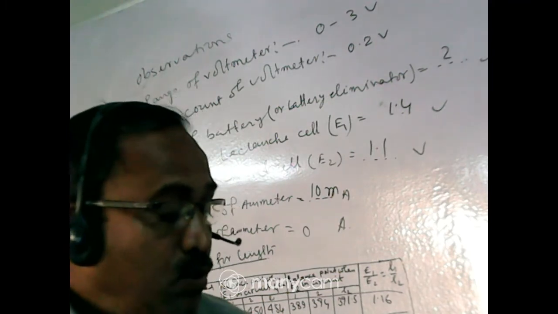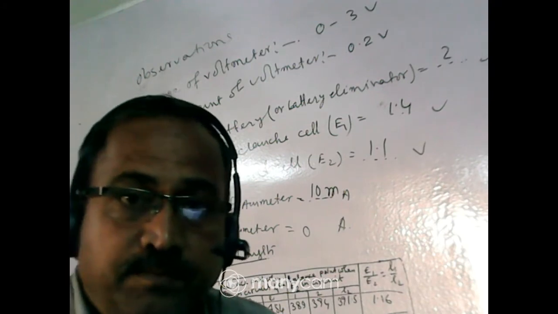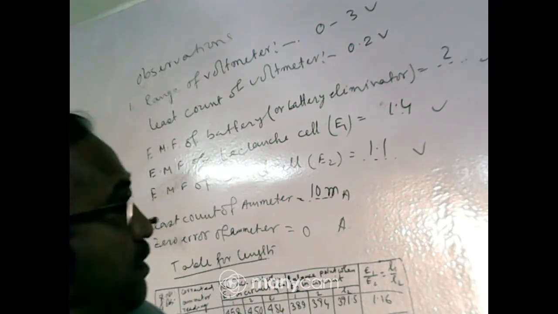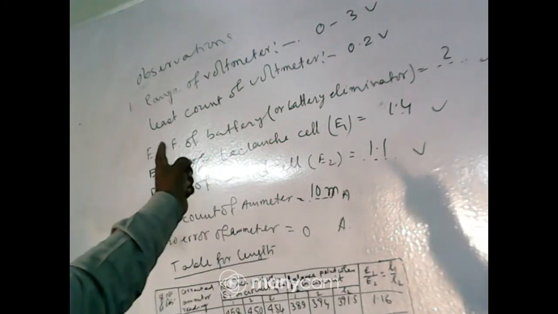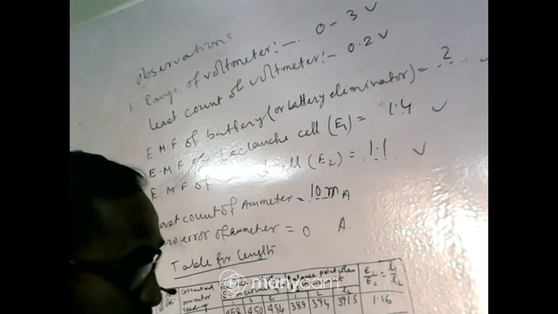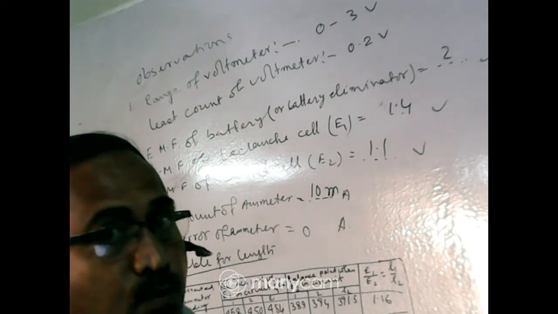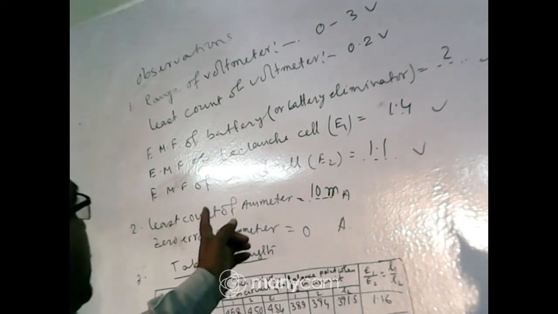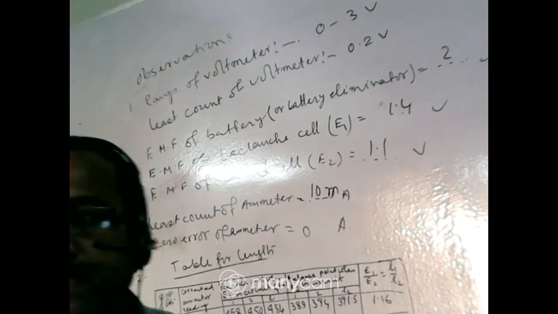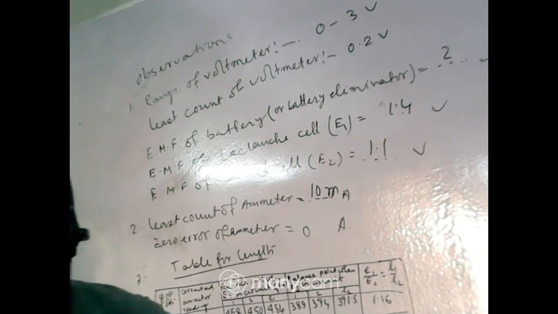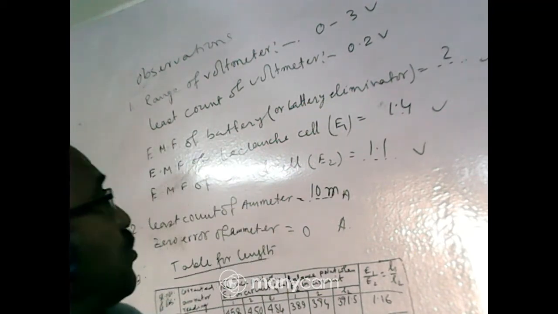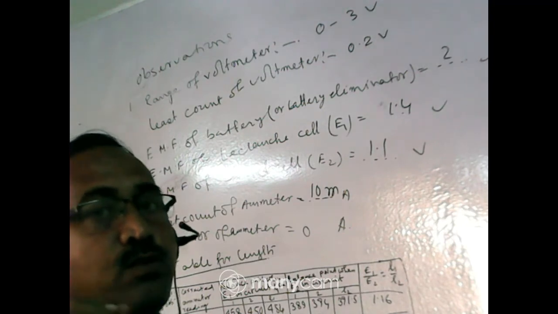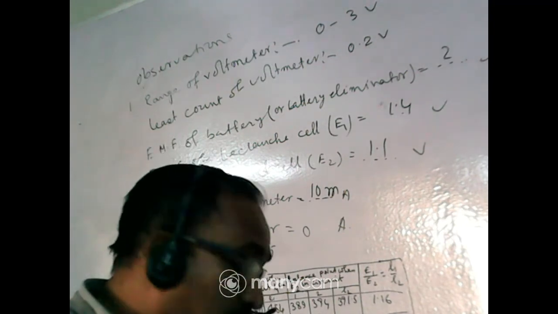Okay. So observation table, range of the voltmeter. One voltmeter is required. Range of the voltmeter, you see on the board, 0 to 3 volt. You note it. My dear student, range of the voltmeter 0 to 3 volt, and least count of the voltmeter 0.2 volt. Next, EMF of the battery eliminator. Okay? EMF of the battery or battery eliminator is 2 volt. You use the 2 volt with the help of the battery eliminator or the battery.